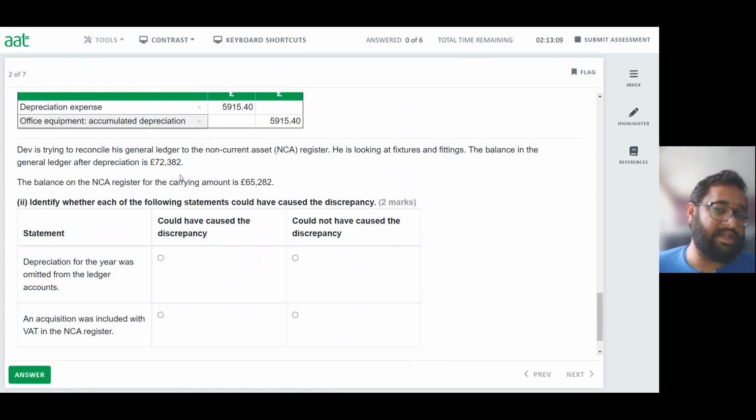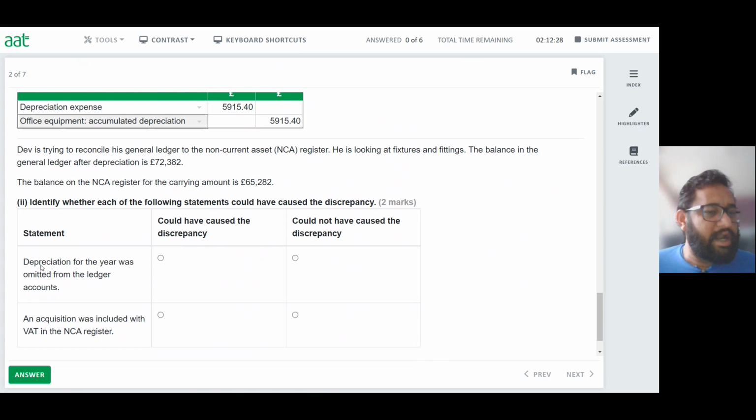The first one is about true or false, or maybe whether it calls for a change or a discrepancy with the scenario presented. So here, Dev is trying to reconcile the general ledger for the non-current asset register. That means you have your books and you have your NCA, non-current asset register. He's looking at fixtures and fittings. The balance on the general ledger after depreciation is £72,382. So that is your book balance. But your NCA, on the other hand, shows a carrying amount of 65,282. So this is lower than what is in your book amount. So what could be the reason?